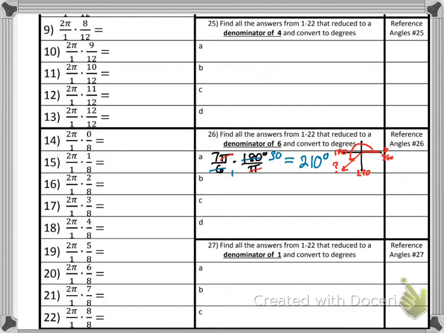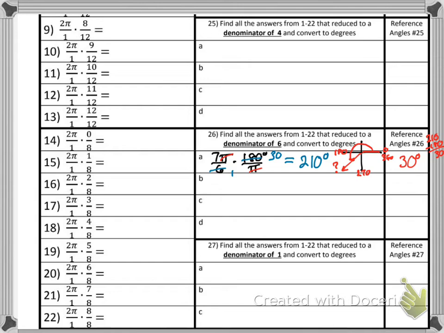So I'm going to say 210 minus 180 gives me 30 degrees. This one has a 30-degree reference angle.